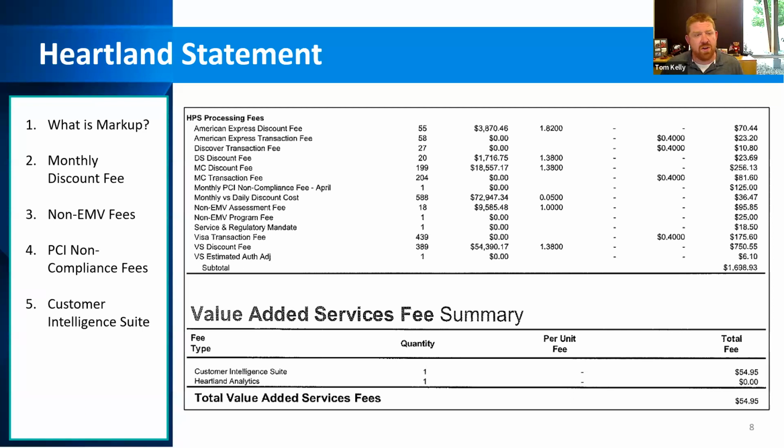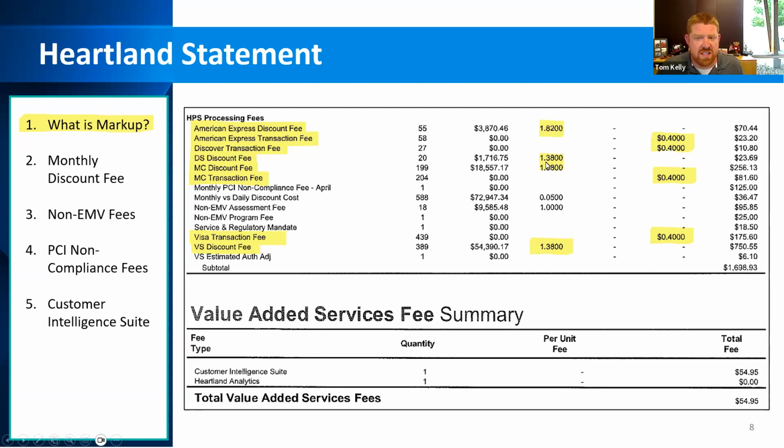And then further down the statement to really understand, so this is going back to that slide of how the industry works. That last page was that big bubble. This page is kind of the smaller bubble, if you will. So going down, if you're with Heartland, you would go down to the HPS processing fees. And to see what your markup is or what that small bubble is, Heartland breaks it out by each card type. So American Express, Discover, MasterCard, Visa. So here with American Express, this would be 182 basis points or 1.82% on top of those card brand fees, plus 4 cents per transaction.